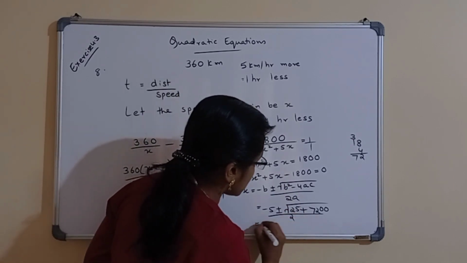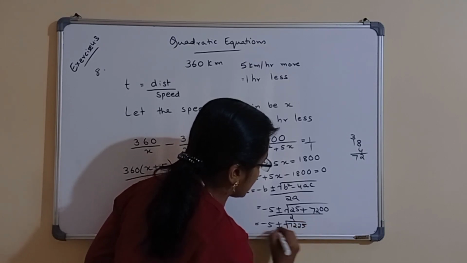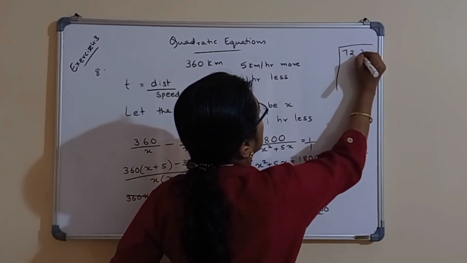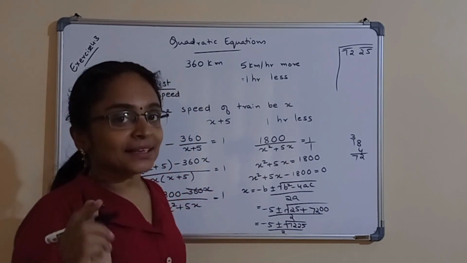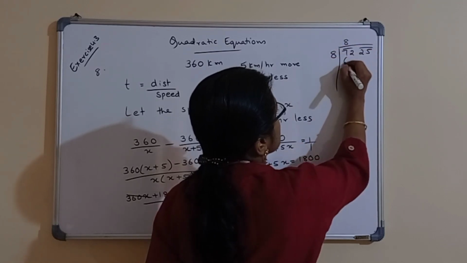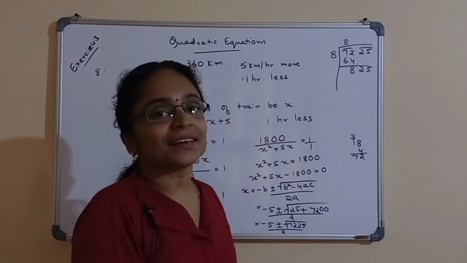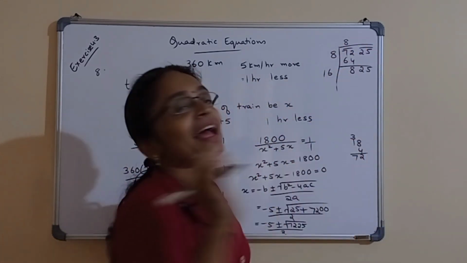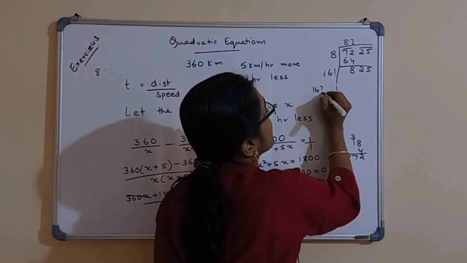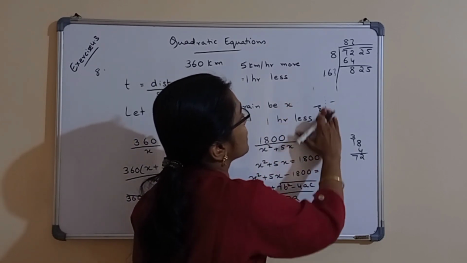By 2 into 1. So it is equal to minus 5 plus or minus root of 7225 by 2. And what is root of 7225? We can find this. Find a number whose square is less than or equal to 72. It is 8. Obviously, it is 8. 8 8s are 64. And 72 minus 64 is 8. Then bring this 25 down. Now 8 plus 8 is 16. And find a number here such that this number into this is equal to 825. So what is that number?